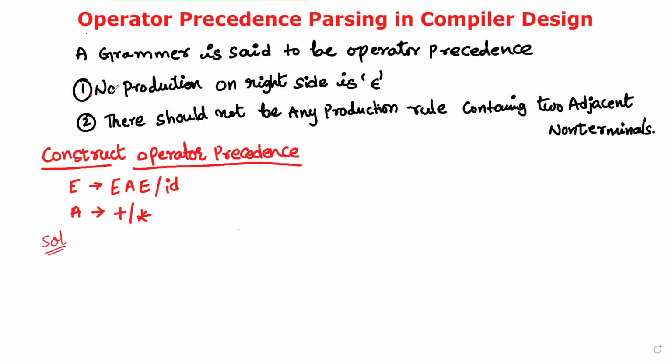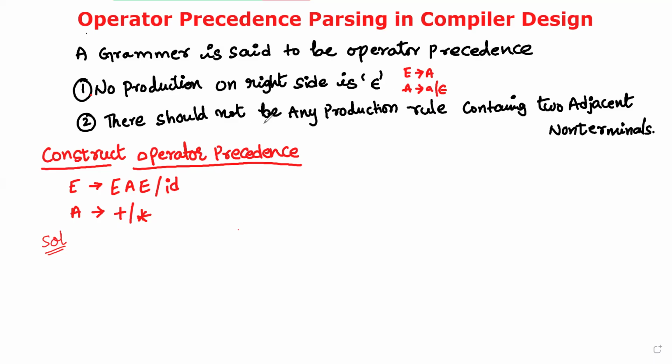So when you see rule 1, no production on the right hand side is epsilon. That means when you take any example, let us say E tends to A, A tends to A by epsilon. Remember, we cannot say this is operator precedence because the right hand side has epsilon. Remember, when you write E tends to A, this is called the left side, and this is called the right side.